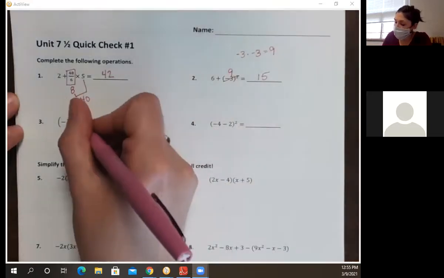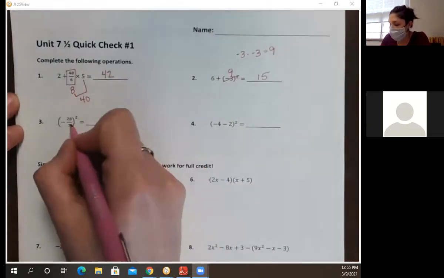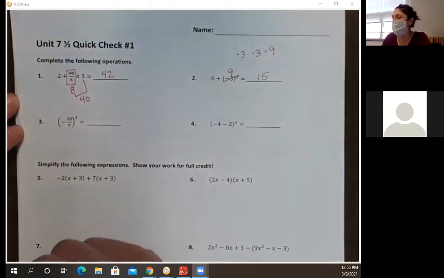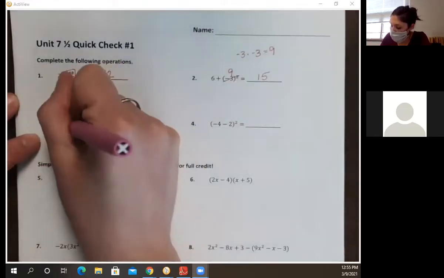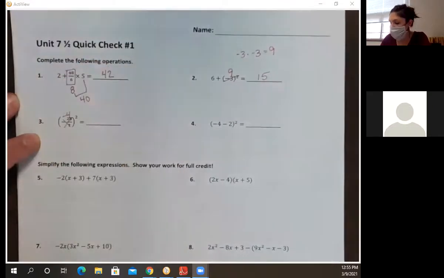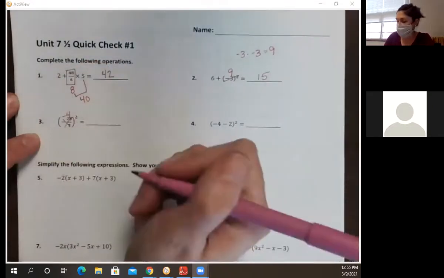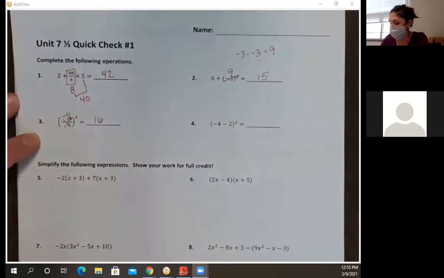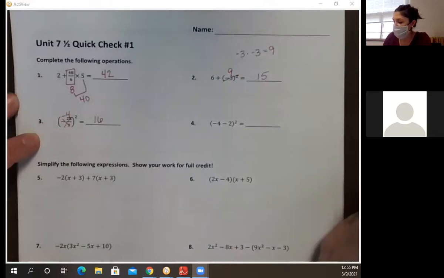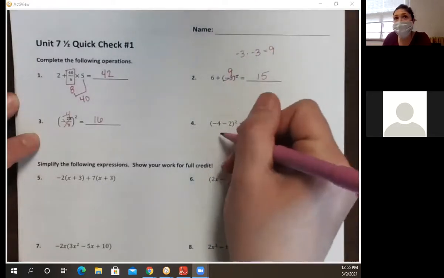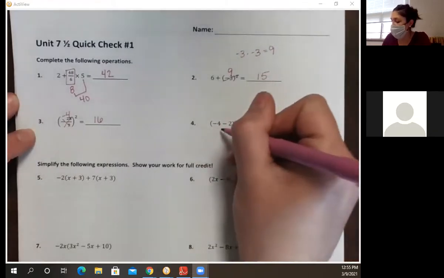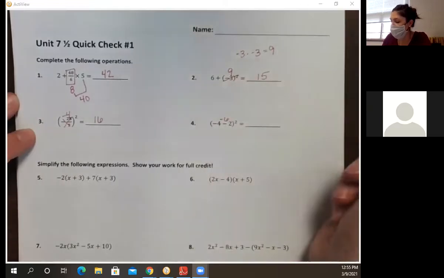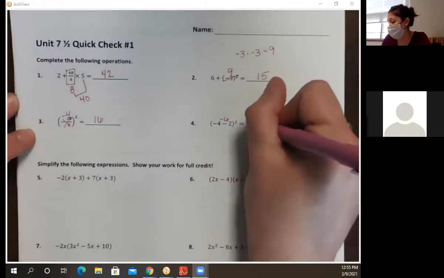For number 3, I've got an exponent again, but if I look inside my parentheses, I have something that I can simplify. So I'm going to go ahead and simplify inside those parentheses first. So I've got -28 divided by 7. That would be -4. Then -4 squared would give me 16. And then finally, again, I want to simplify inside those parentheses. We're going to see some stuff like this a little bit later on in our unit. So -4 minus 2 is -6. -6 squared is 36.